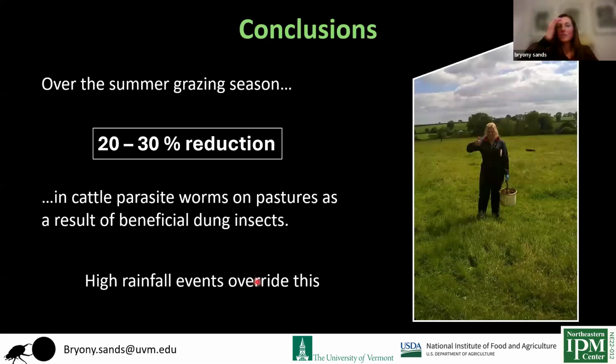So the conclusion from that is that over the summer grazing season, we did see a 20 to 30% reduction in the parasitic worms on pastures as a result of the beneficial dung insects, so the dung beetles. Important to note that high rainfall events overrode that. So when it rained heavily, there was a load of parasites, no matter what. So again, just thinking about how the weather can really affect the risk of this.